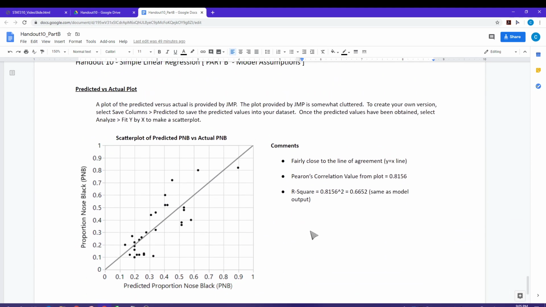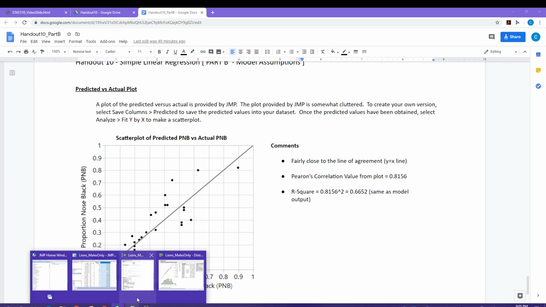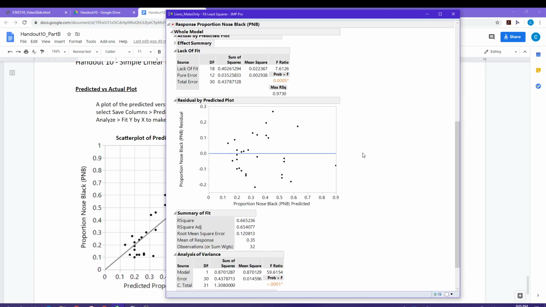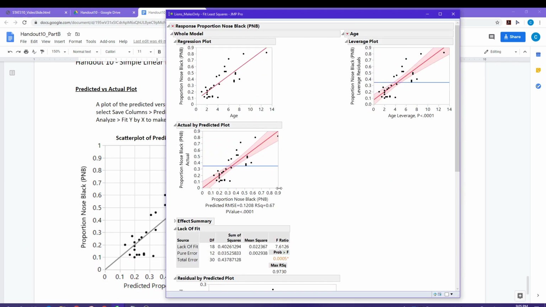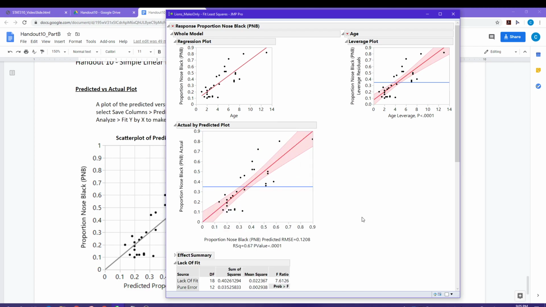The last plot here is just a plot of the predicted versus the actual. Now this is one of the plots that I get in my model output here. It's this plot right here. So this is the plot of the predicted versus the actual. This plot tends to have, I don't know, a lot going on. It's got these bands going on here. It's got the horizontal line here.